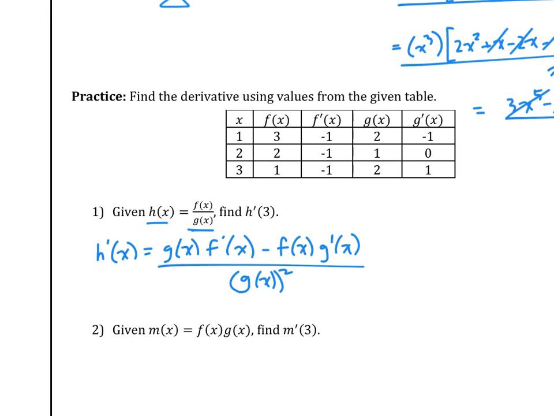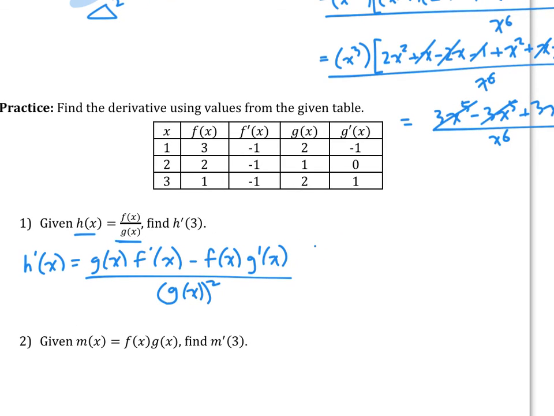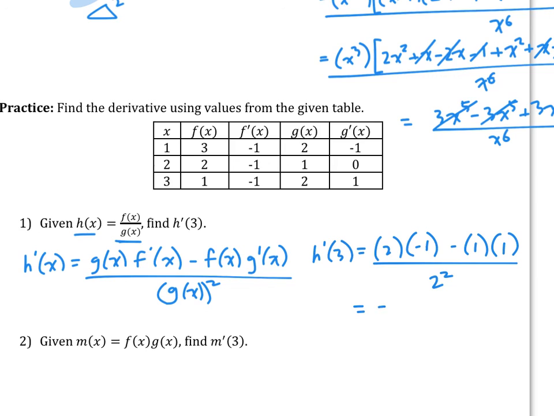All right, and then everything is evaluated at 3, so we can just figure out all of the functions and derivatives at 3. So g of 3 is this one, 2, and then f prime of 3 is -1, minus f of 3 is 1. G prime of 3 is 1, all over g of 3 squared. So this is -2 minus 1 over 4, which is -3/4.